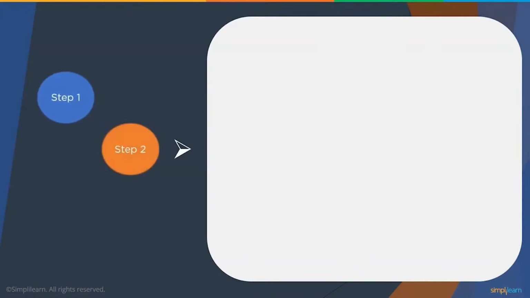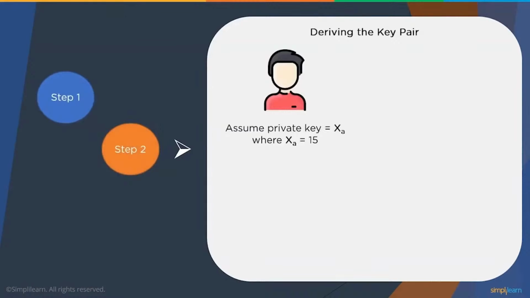In step 2, we need to settle on the private and the public key. For the first user, the private key, which will be considered as xa, let's say we decide it to be 15.